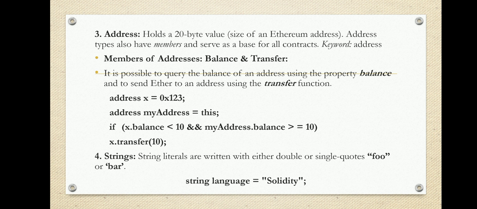We are writing a statement: if x dot balance is less than 10 and my address dot balance is greater than or equal to 10. We are querying the balance using the member called balance, right? We're trying to find the balance of x. If it is less than 10, then with the help of my address we are transferring the ethers. You can see the next statement, x dot transfer, like we are transferring 10 ethers to the address for a variable x from my address. That is the meaning.